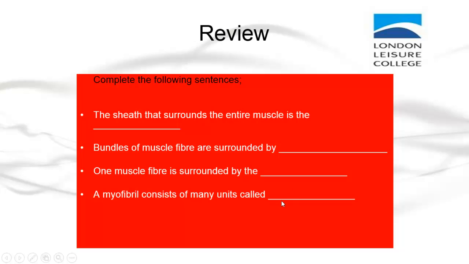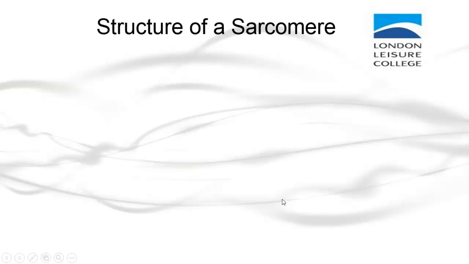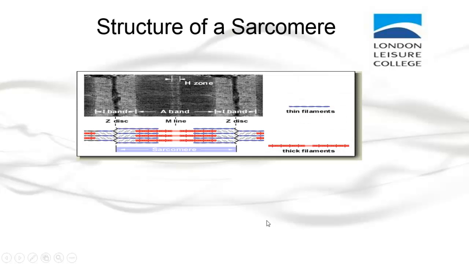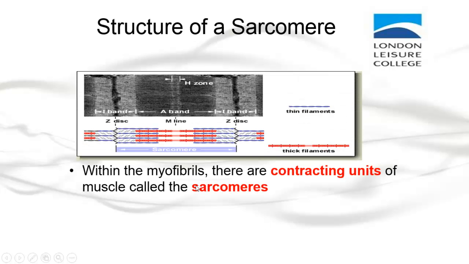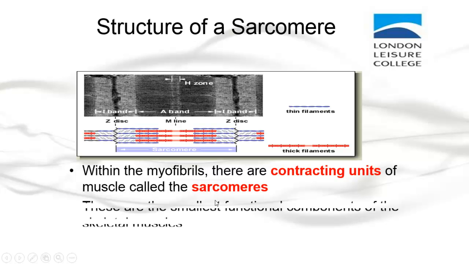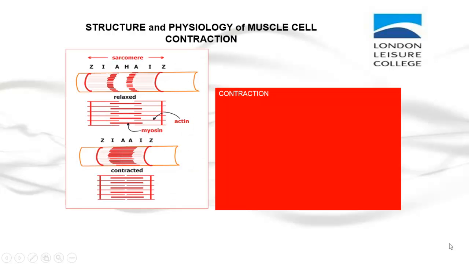Okay, so let's look at the structure of a sarcomere. Okay, so within the myofibrils there are contracting units of muscle called sarcomeres. These are the smallest functional components of the skeletal muscle. Okay, so here's a diagram of a sarcomere, and we're now going to go through a concept called the sliding filament theory. So during the contraction, the cross bridges between the myosin and actin filaments pull them towards one another.